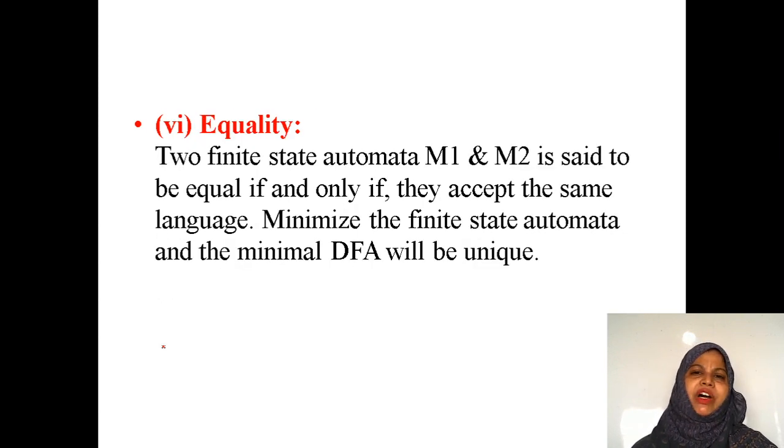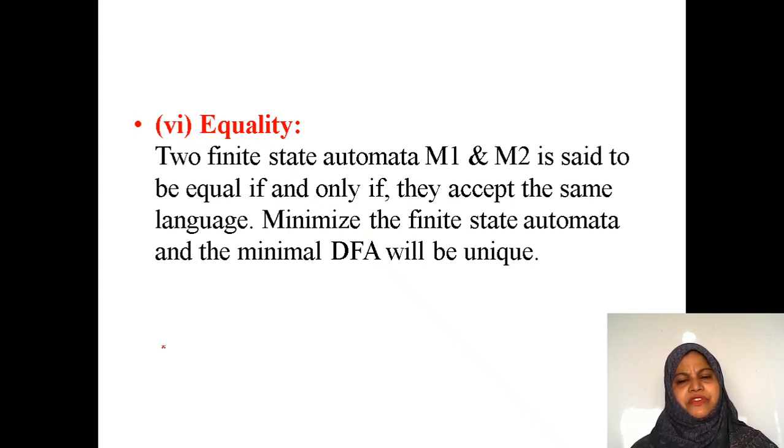Next one is the equality. Equality means we are going to check whether two finite automata M1 and M2 are said to be equal or not. How are we going to check whether these two are equal or not? If the same set of strings is accepted by M1 and M2, then M1 and M2 are both equal. Here, same set of strings means same set of languages. Here string language means languages consisting of strings.